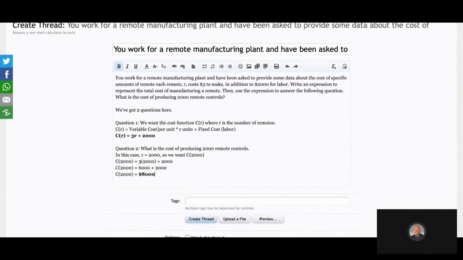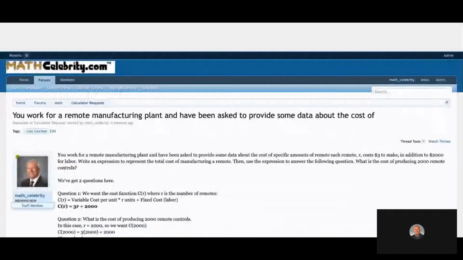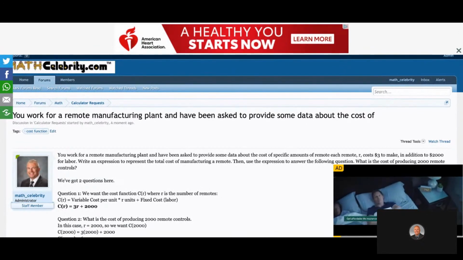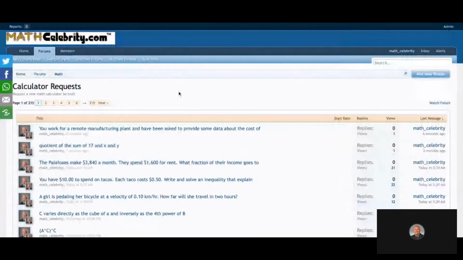So we had two parts. First, we want the cost function. And then we want to know what the cost function value is for a certain amount of remotes. In this case, R equal to 2,000. So that's how we knock out those two problems in one. All right, let's move on. This is a good one. We get these a lot in algebra.